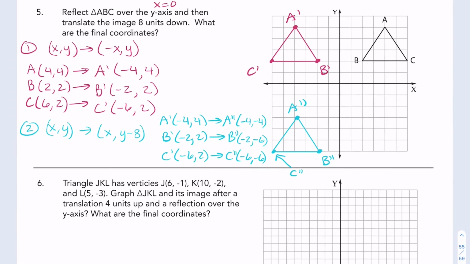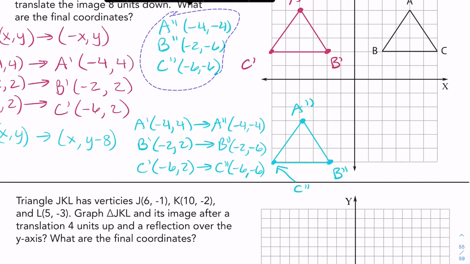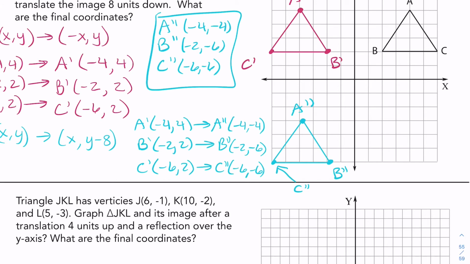And there we are. So the final coordinates are A, B, and C: -4, -4, -2, -6, and -6, -6. There we go. All right.